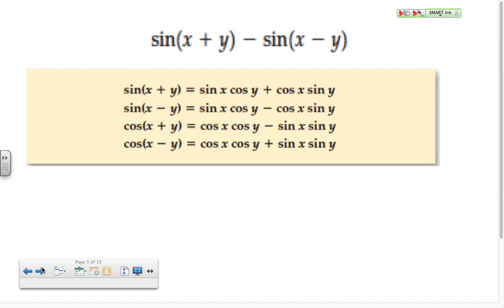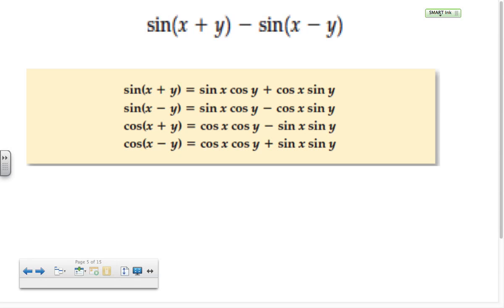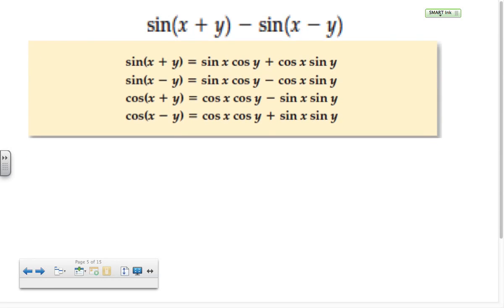Now this is probably the longest one you have to do, and again, the problems tonight are not too hard. Tomorrow, they probably will be on the harder side. I'm going to move this up just a little bit so I have room to work. So sine of x plus y minus sine of x minus y. Basically, we're just going to stretch it out and see how we can simplify.